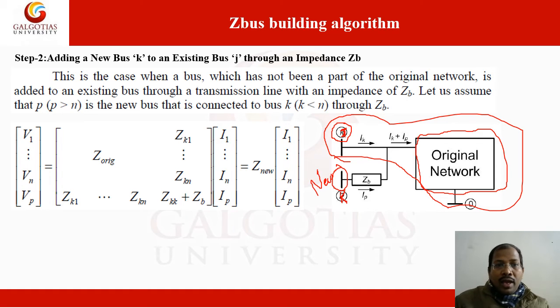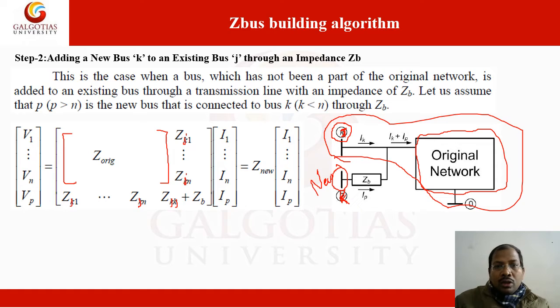So here we have to consider the same original Z bus as earlier given of this network. Then we have to select the kth row. Because this K bus is connected to the jth bus, we have to select the jth row here. This one is J, this is also J, and this one is also J, and this one is also J, and this is J and J.